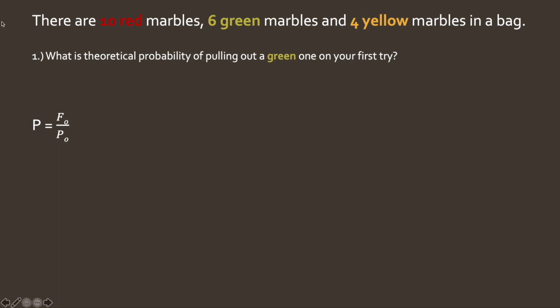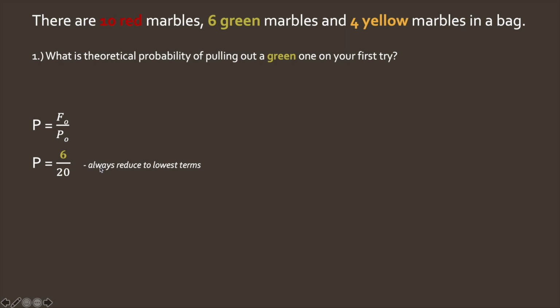So once again, it equals the favorable outcomes over the possible. So we know we have 6 green marbles. So that's the number of favorable outcomes. There's 6 possibilities for us to get what we want, but there's 20 marbles in total. 10 plus 6 plus 4 is 20. And so yeah, it's 6 over 20 is our probability.